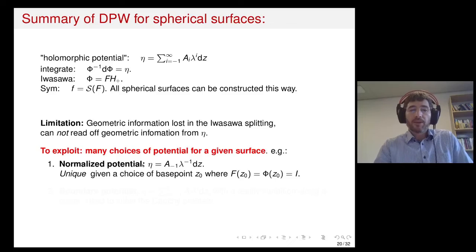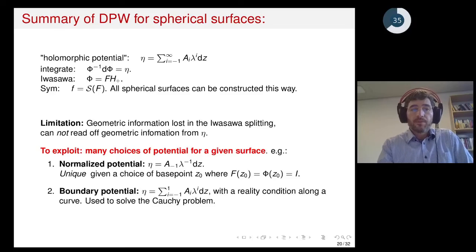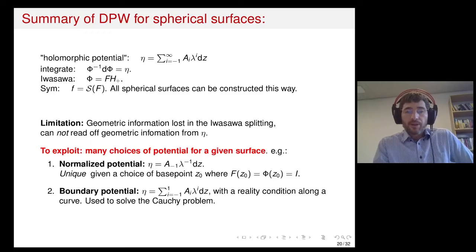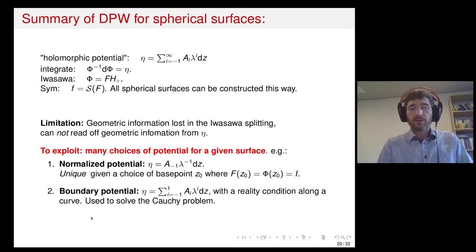So for example, the normalized potential, that's the one with one term, this is what you get by choosing a normalization of the frame, the admissible frame at a particular point, z0, and then computing the Birkhoff decomposition, as I showed you before. That's unique once you choose the point z0. Another potential which is useful, which I've been using to solve the Cauchy problem for these surfaces, is what I call a boundary potential. It has three terms and it has a reality condition along a particular curve, and this curve is the curve where you want to solve your Cauchy problem. So I'll explain briefly how you do that.